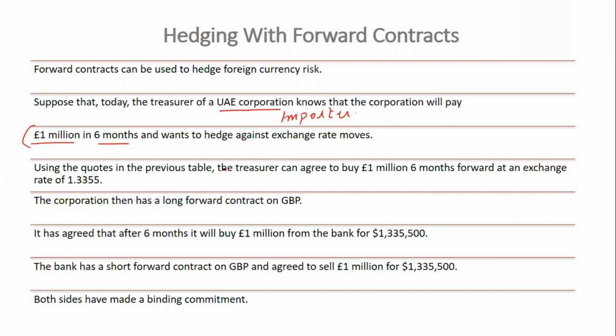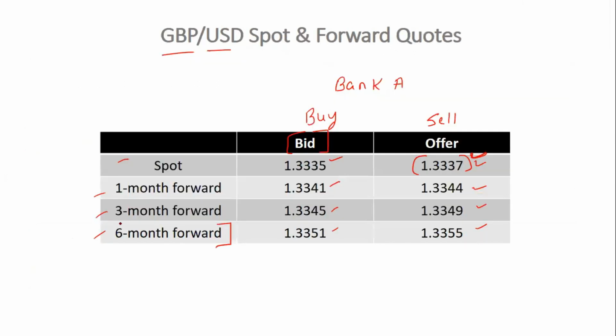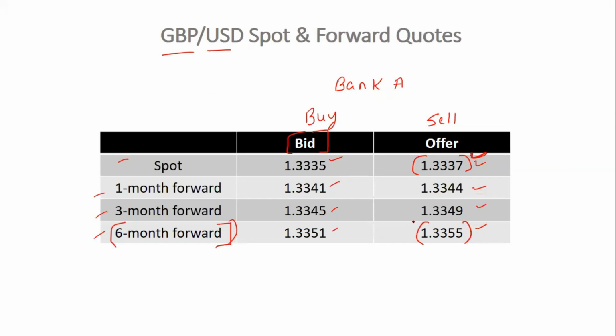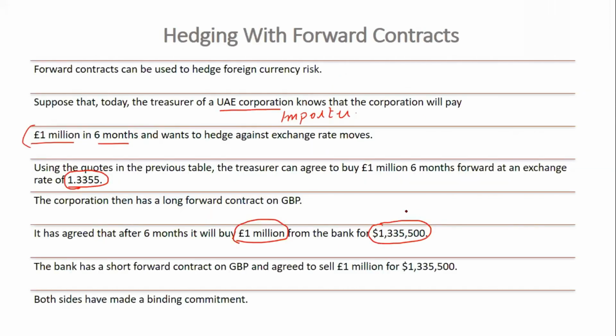So what they're going to do is they're going to enter into a transaction with the bank for a 6 month forward. And what is the price for the 6 month forward? 1.3355, right? So this is the quote which they have accepted from the bank. And it has been agreed that after 6 months, this corporation is going to buy 1 million pounds from the bank by giving them 1.33 million dollars, right? This is simply 1 million multiplied by this particular quote, right?